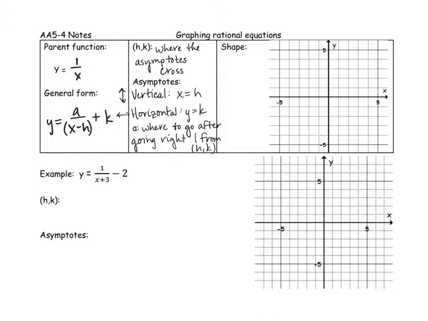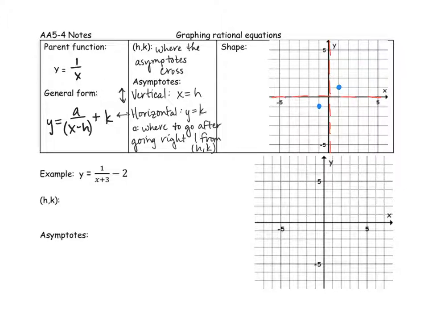Zoom back. All right, so the shape that creates, we're going to first draw in our asymptotes. I'm going to go ahead and put those in red. I would recommend on your notes putting those in a different color as well. It can be helpful. And then I'm going to graph the points in blue, 1, 1, and -1, -1.